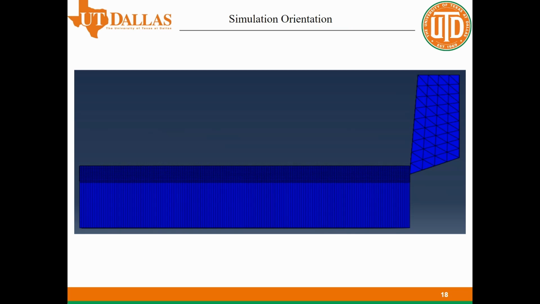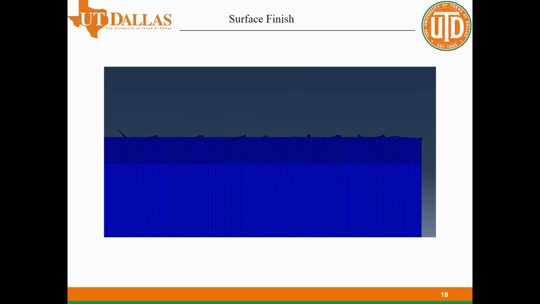This is the starting orientation for all of our simulations. The tool moves from right to left through the entire length of the workpiece. Before we get to the simulation results, we need to address an interesting behavior that we noticed, as it's one of the driving factors in our results.